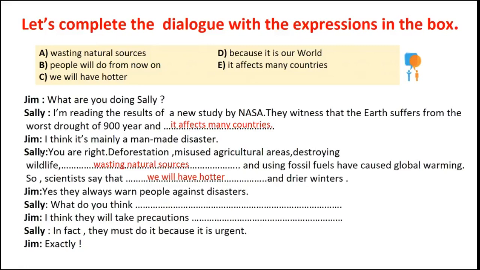Jim: Yes, they always warn people against disasters. Sally: What do you think people will do from now on? Jim: I think they will take precautions because it's our world. Sally: In fact, they must do it because it's urgent. Jim: Exactly. All right, we have completed the dialogue with the expressions in the box.